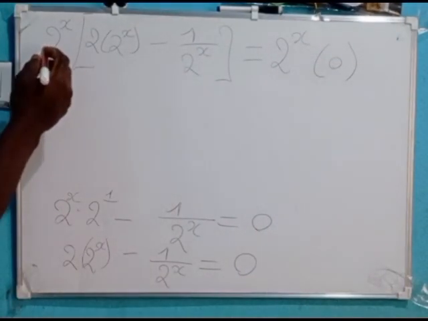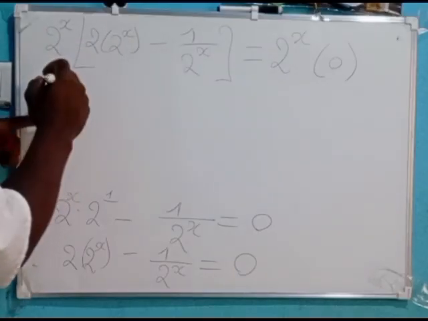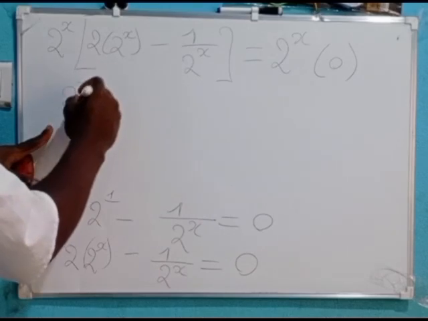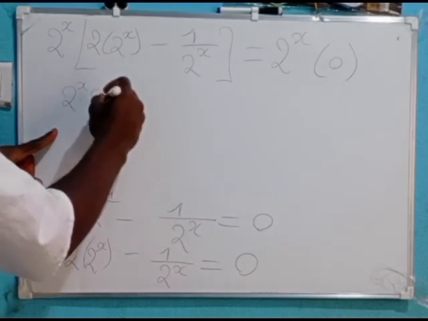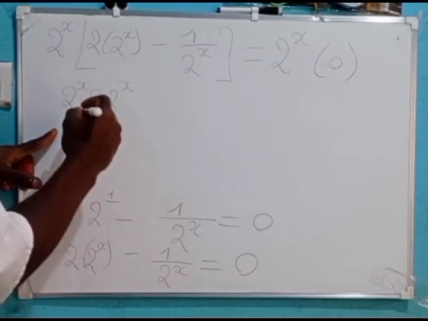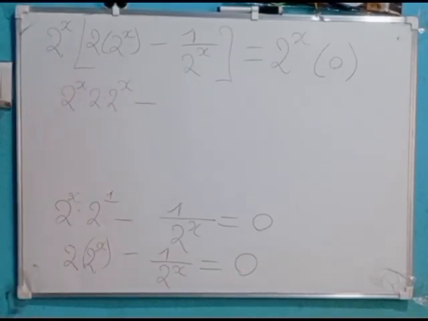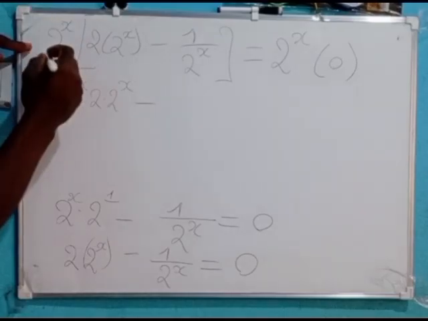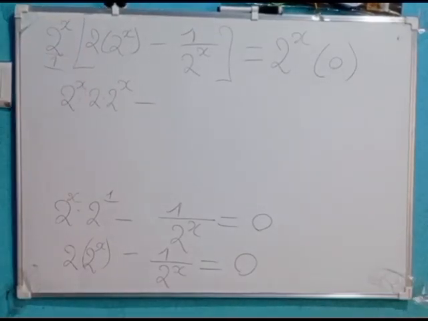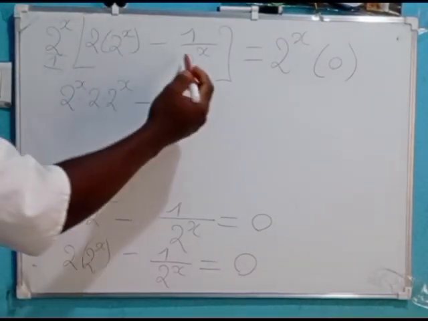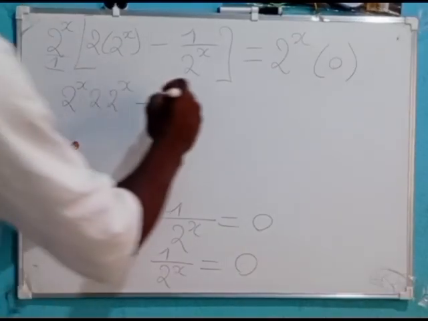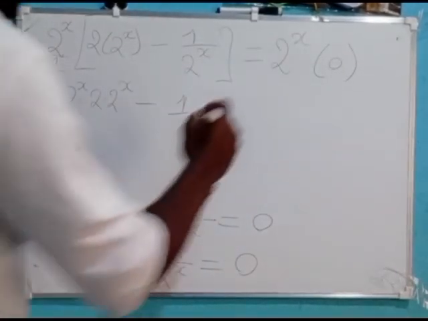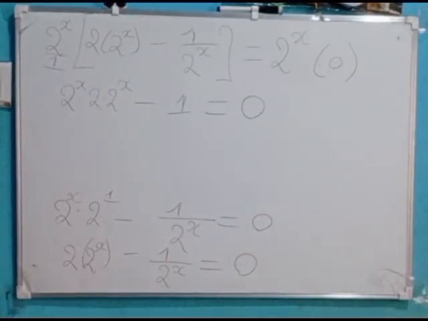This will give us 2 raised to the power x times 2 times 2 raised to the power x, minus 2 raised to the power x times 1 over 2 raised to the power x. Remember, 2 raised to the power x here can be expressed as 2 raised to the power x over 1. You'll see that 2 raised to the power x will strike off 2 raised to the power x. We'll be left with 1 is equal to 2 raised to the power x times 0 gives us 0.